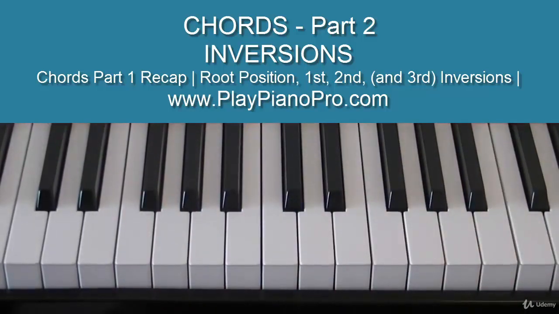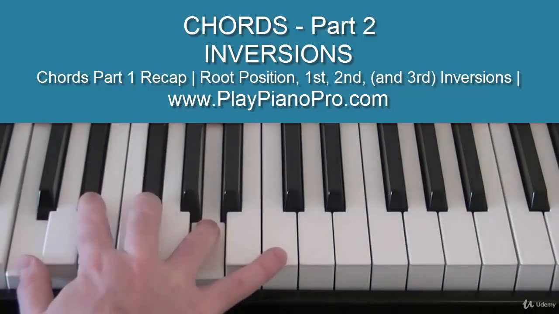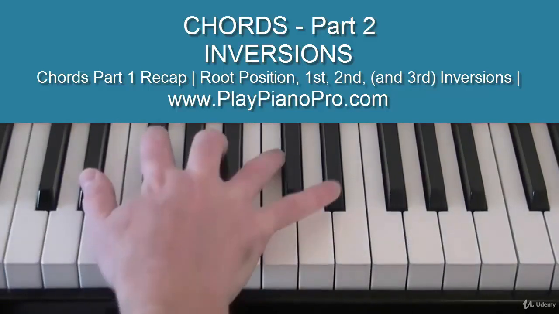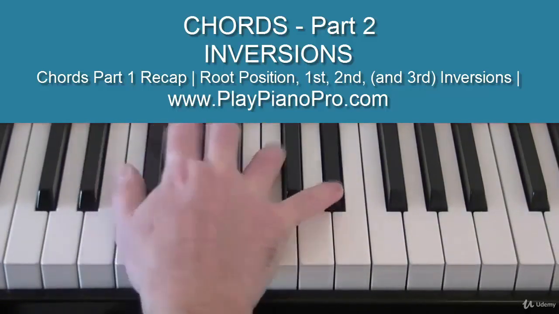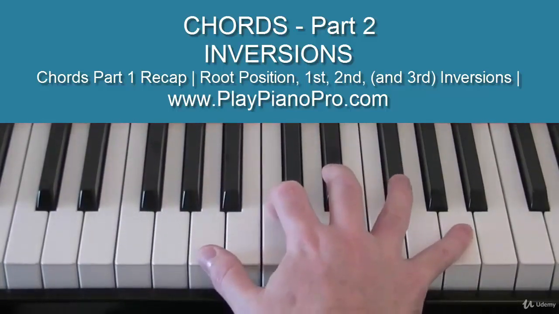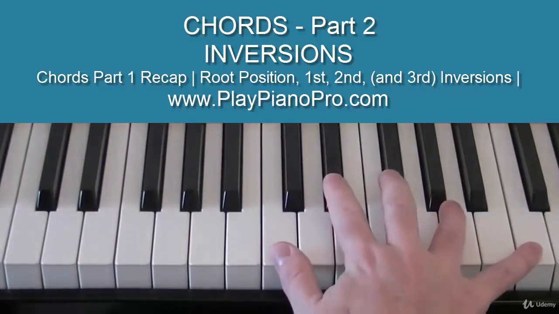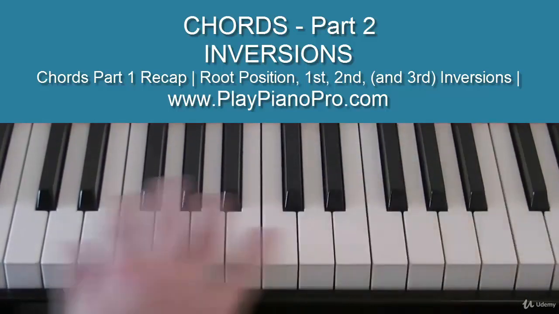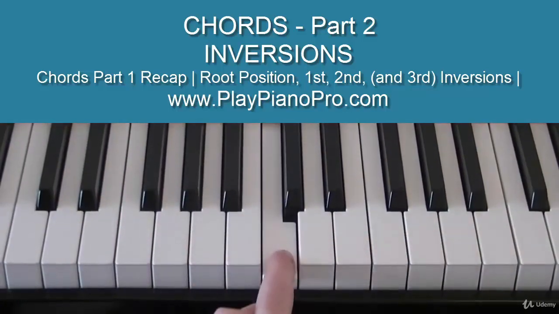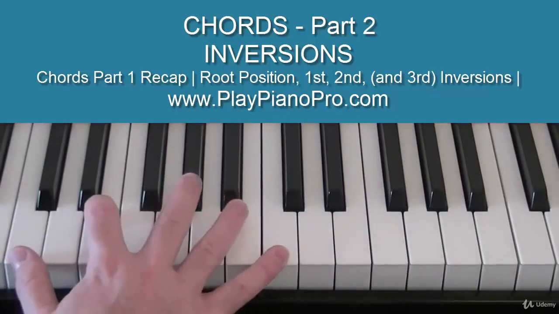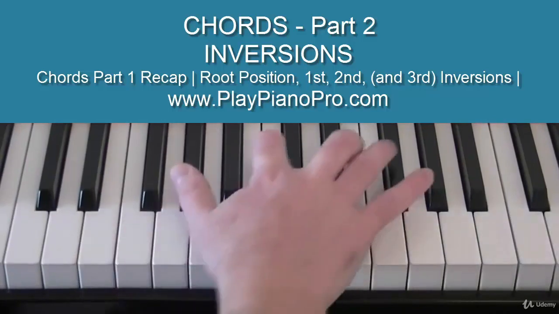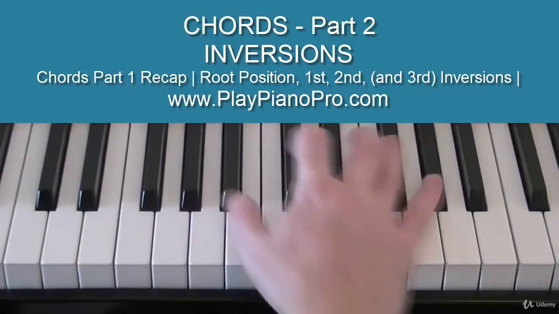Okay, the diminished is more interesting. Because there are 4 separate notes in the chord, you have a root position, a first inversion, a second inversion, but you also have a third inversion. And then you return to root position. So root, first, second, third inversion, back to root. And the same for augmented. Root position, first inversion, second inversion, and back to root.